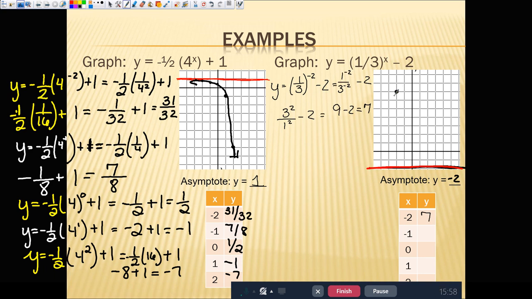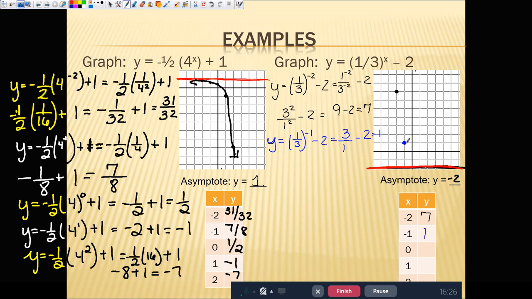Okay, now let's substitute in negative 1. So we have y equals 1/3 to the negative first power minus 2, which is the same thing as 3 over 1 minus 2. And what is 3 minus 2? 1. So at negative 1, I'm at 1.